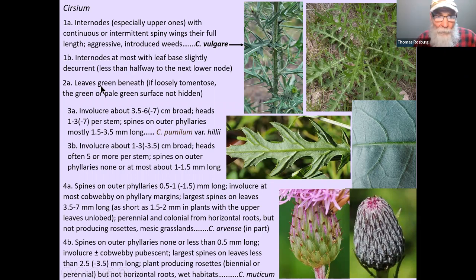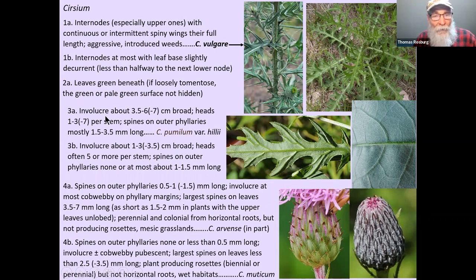separate the rest of the cirsiums into these two groups based on the amount of pubescence on the underside of the leaf. This is a characteristic you may have heard about before. It is one that does help to distinguish the native thistles from the non-native ones. The non-native ones are gonna look more like this right here. They won't have the dense white hairiness that you see right here. But note that not all native thistles look like this.